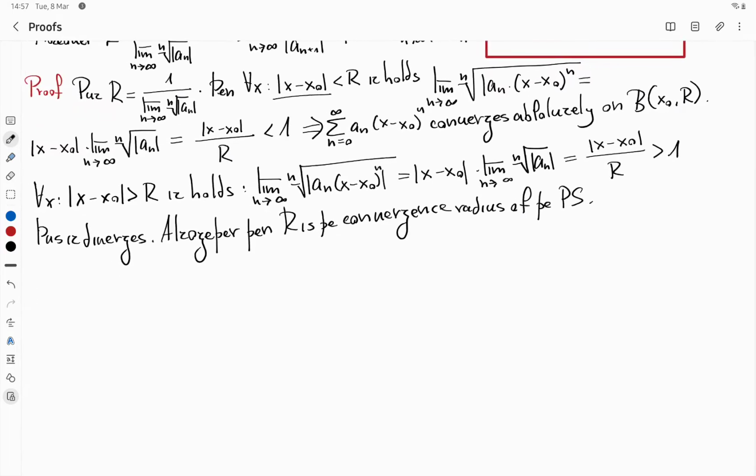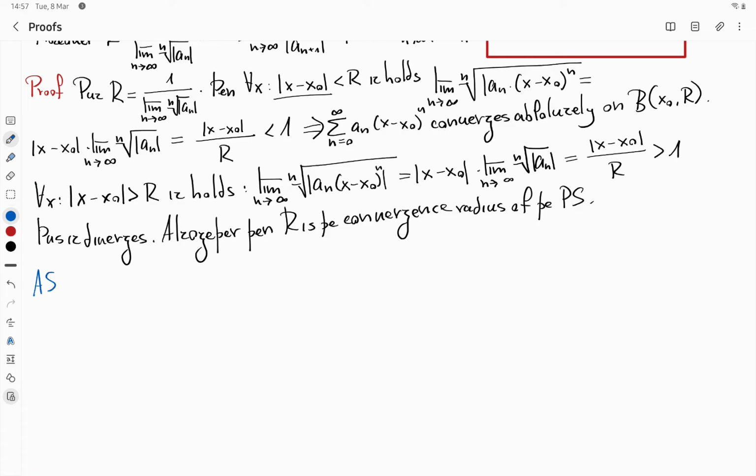Right, on to the second part of the claim. So assume that there exists a, equal to the limit as n approaches infinity of a_n over a_(n+1).